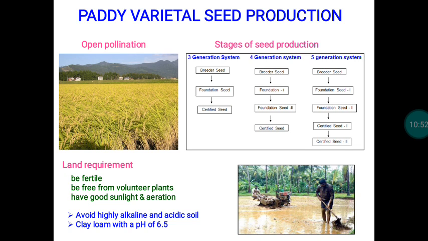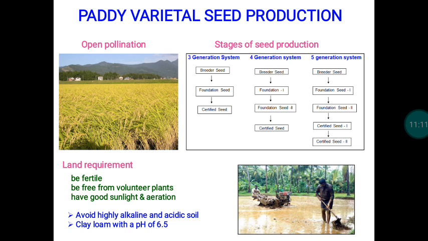So ultimately we end up with low fertility and low seed yield. So these are all the problems. In order to overcome all these problems, the selected land should be a fertile one, free from volunteer plants, and it should have good sunlight and proper aeration. So sunlight availability also we have to ensure.